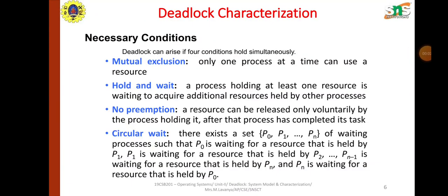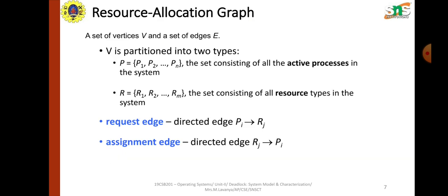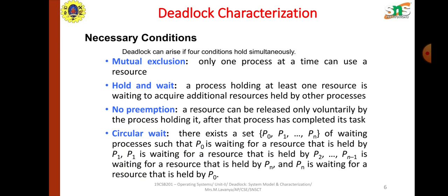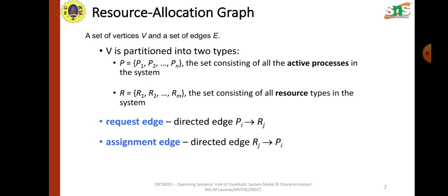Hi everyone, this is the continuation of deadlock. In the previous session we have seen what a deadlock is and what the necessary conditions of deadlock are. We have seen the four necessary conditions of deadlock: mutual exclusion, hold and wait, no preemption and circular wait. And we reached a conclusion that if all of these four conditions are satisfied by a system, then for sure the system will enter into a deadlock state.